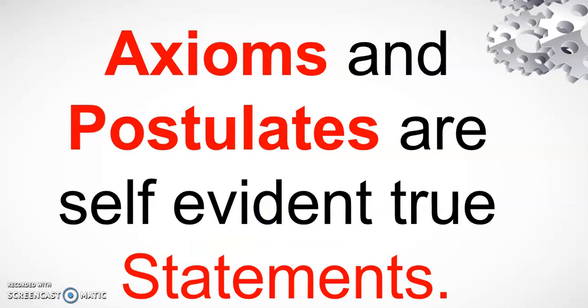So now we are going to define this: axioms and postulates are self-evident true statements. Yes, these are self-evident true statements. In these definitions, the words self-evident truth and statements need further explanation, isn't it? Let me recall what a statement means. Yes, children, you remember? In the last video I told what a statement means.